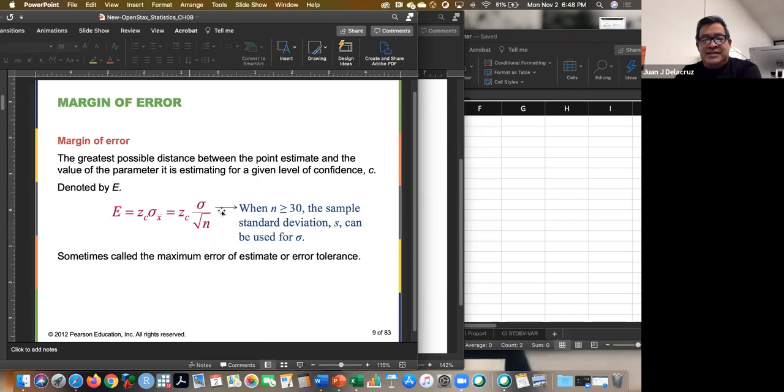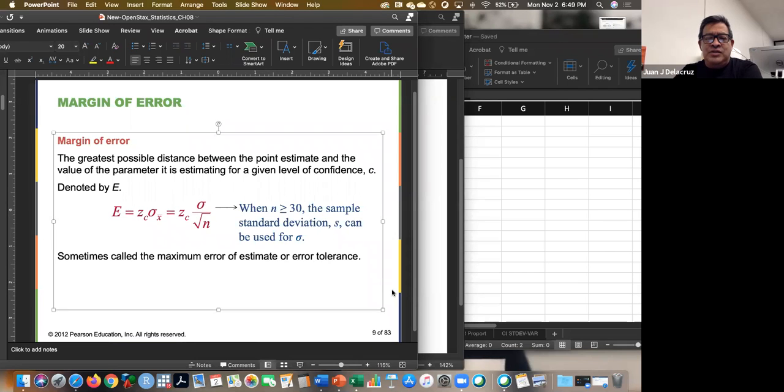This is very interesting because in some cases we don't have sigma. Sigma, remember, is the population standard deviation. In some cases we don't have the population mean, and we don't have the population standard deviation. So in some cases, we can use the standard deviation of the sample when my sample size is at least 30 or more. It's much better when we have the value of sigma. It is sometimes called the maximum error or the error tolerance. This margin of error is very important, because it allows me to present my data and give a good approximation of how likely it is that the data reflects the population.